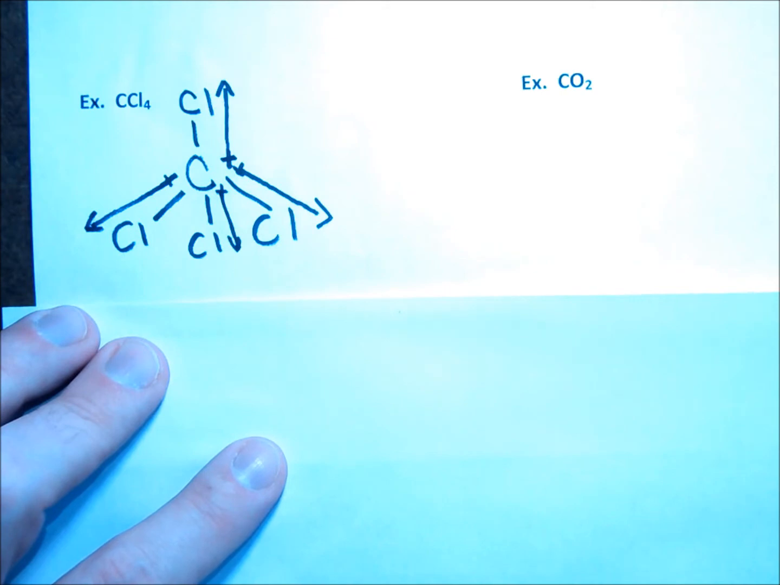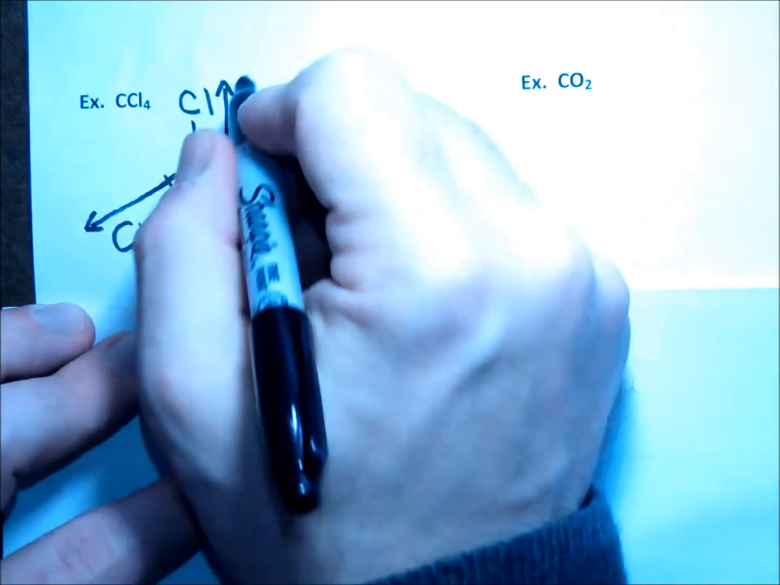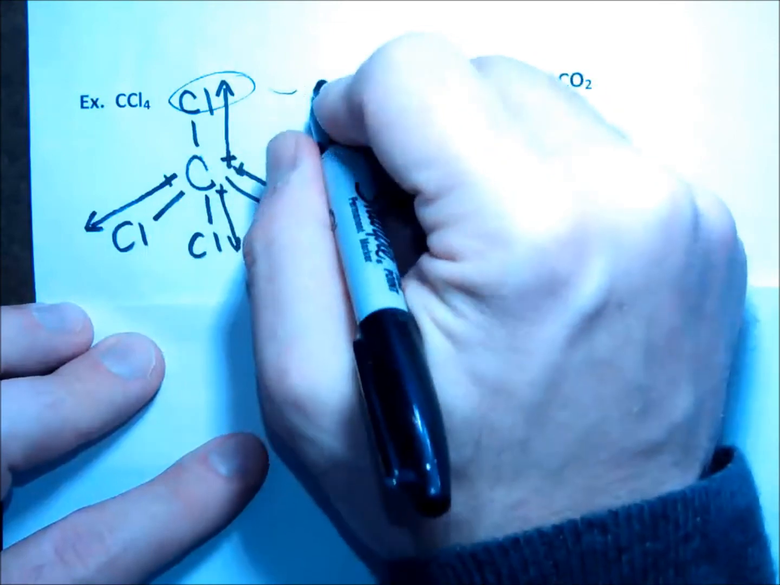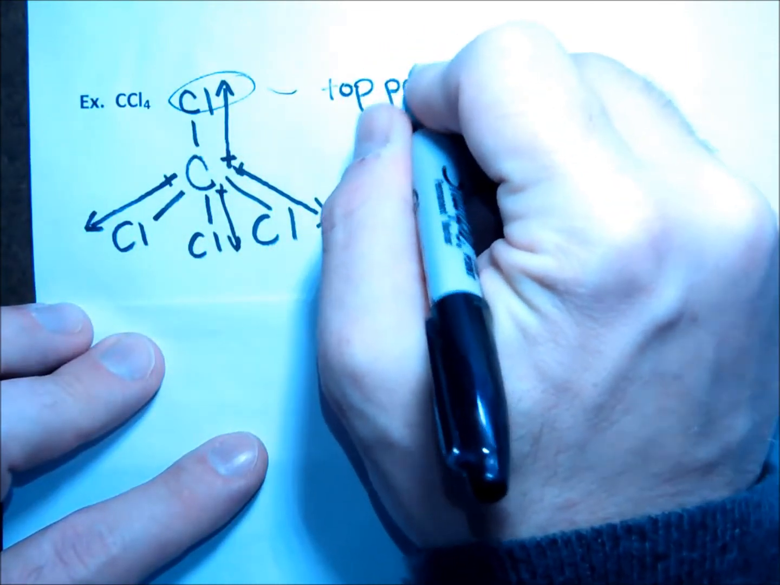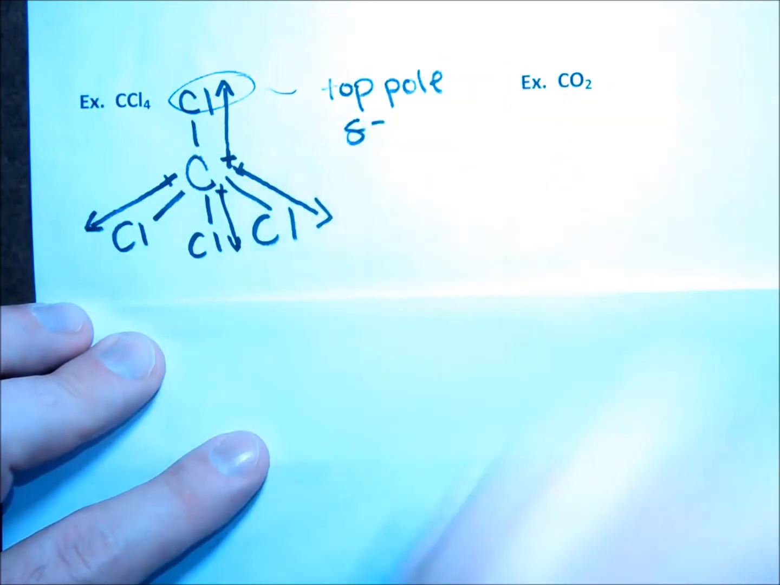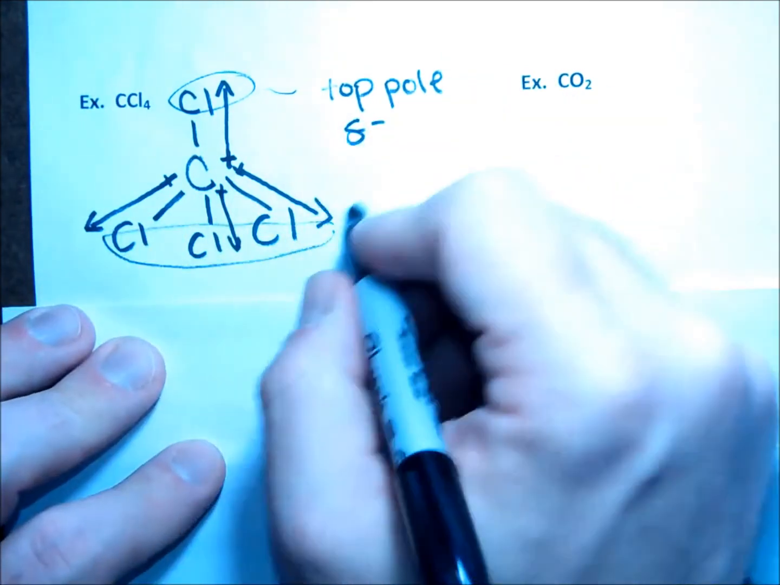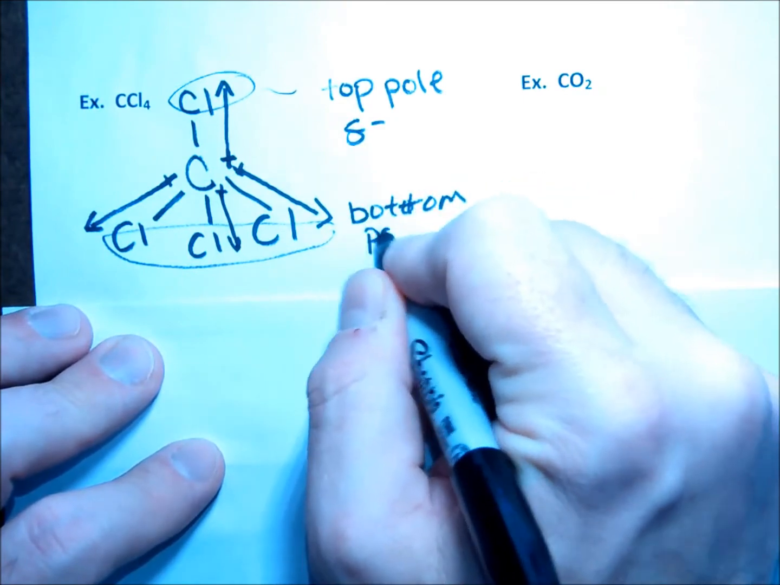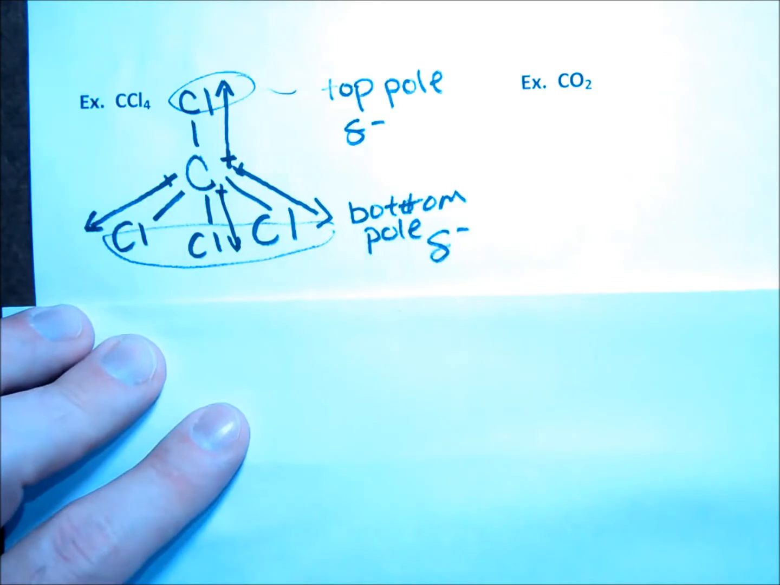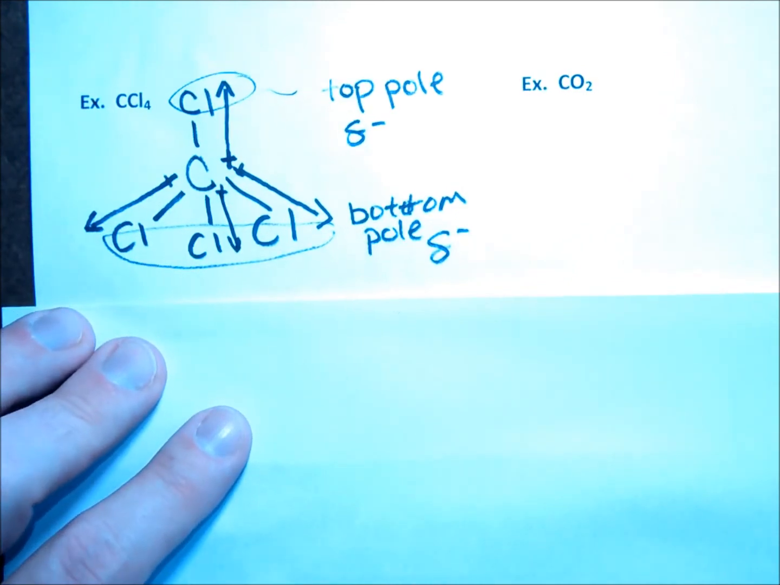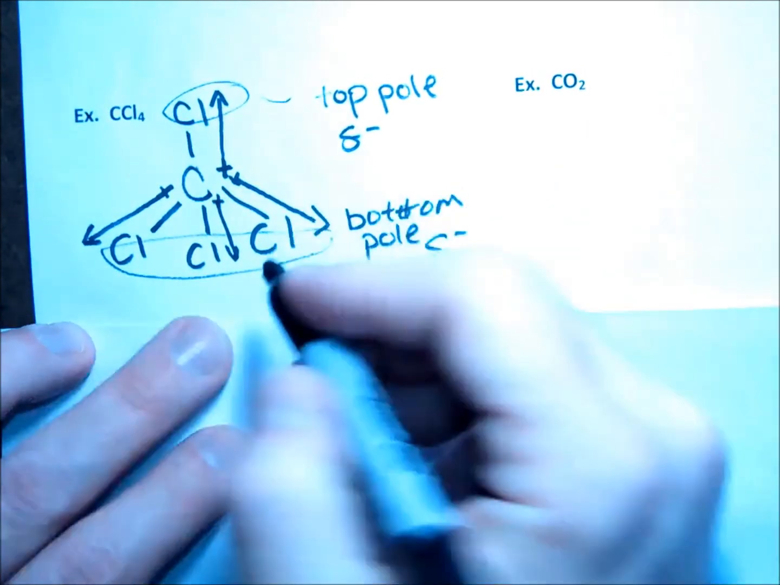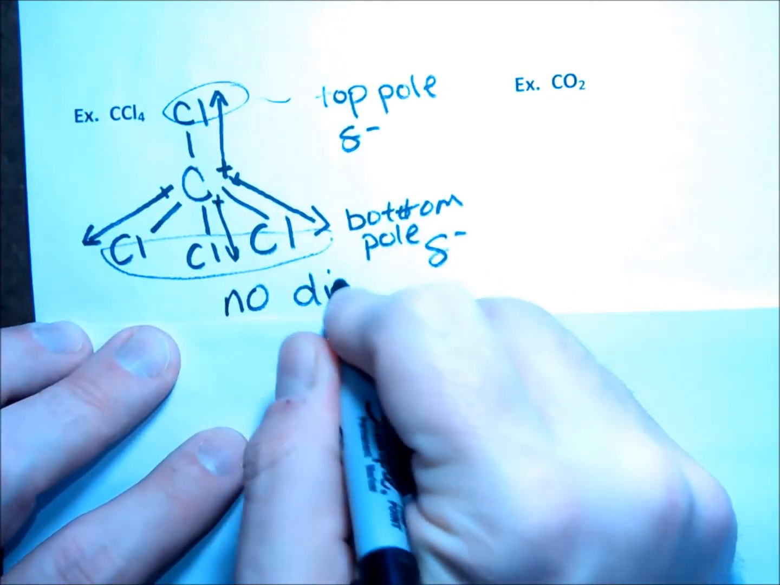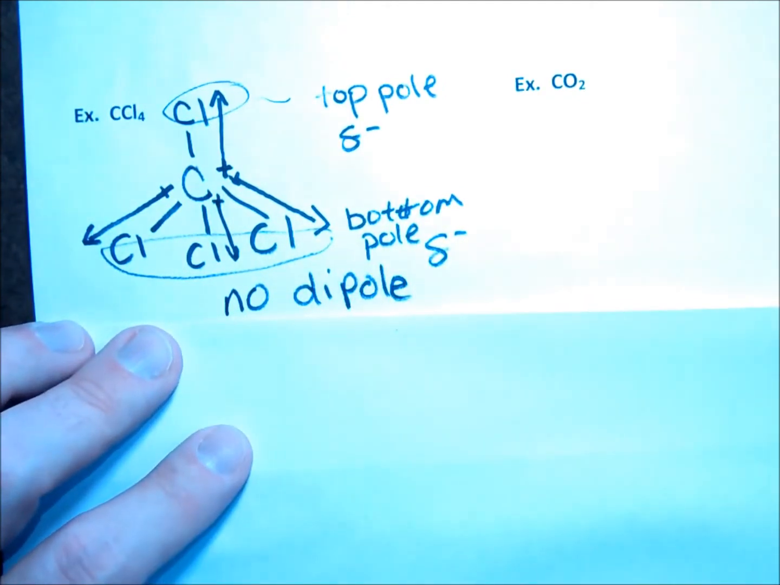And so now look what happens to your opposite poles of your molecule. They have the same charge. Your top pole, partially negative. Bottom pole, partially negative. Okay. No dipole. In order to have a dipole, the opposite poles have to have opposite charges.